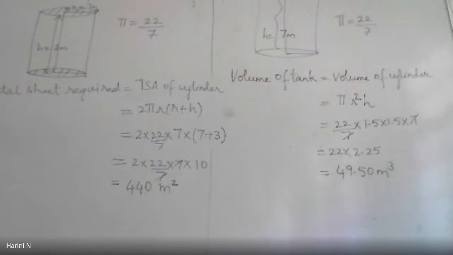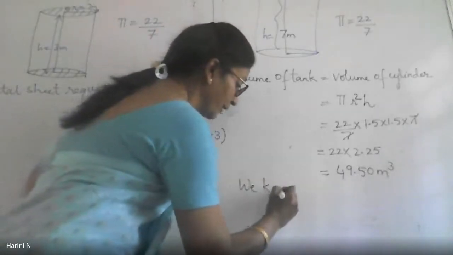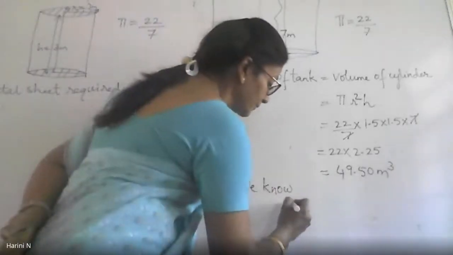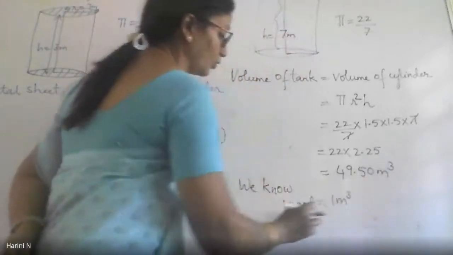Yes, but you should not stop there because they are asking you the capacity of the tank in liters. I have told you the conversion between liters, meter cube, and centimeter cube is very important. 1000 centimeter cubes make 1 liter, and 1000 liters will make 1 meter cube. So 1 meter cube is 1000 liters. This you should know, my dear children. I can't be giving you the conversions again and again.